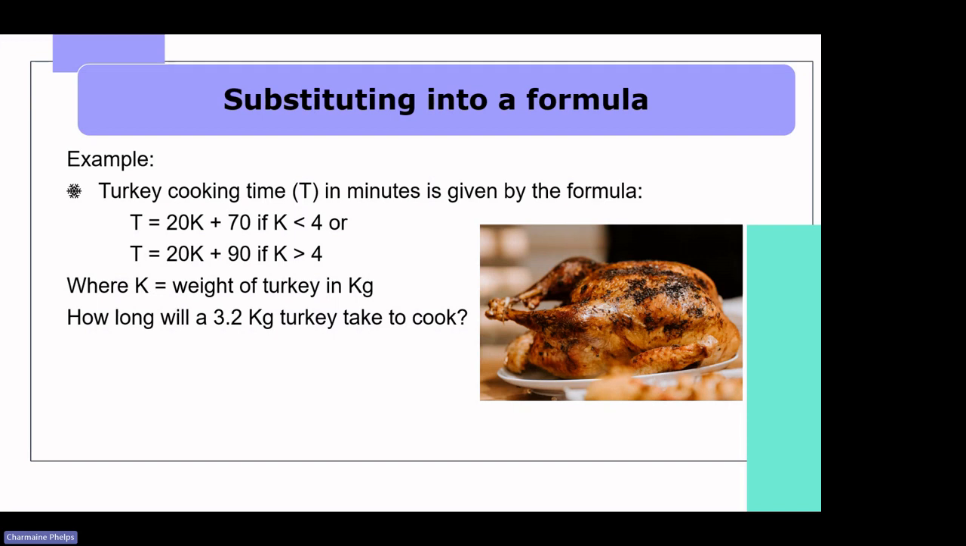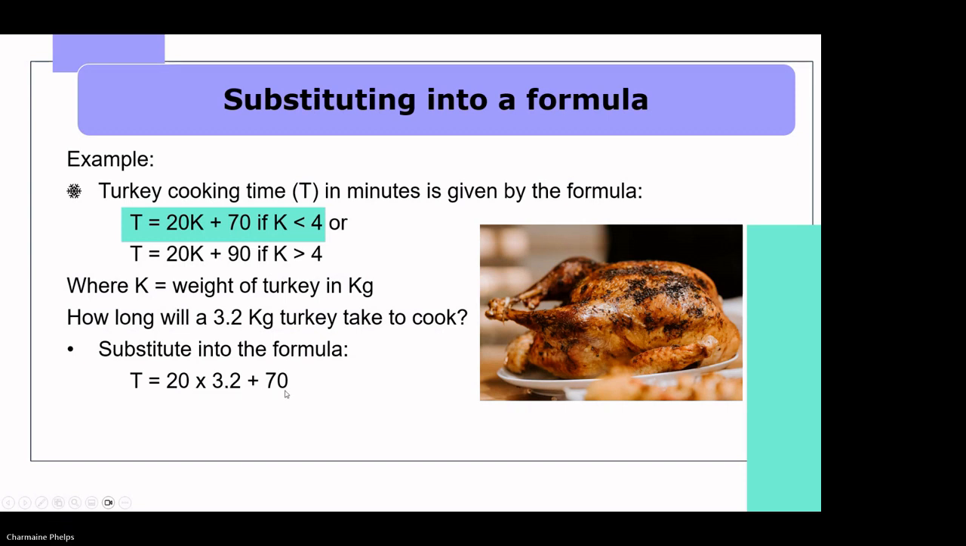So we've got some answers. Let's have a little look. So this is the one we're going for. So k is less than 4. This is the formula that we're looking at, 20k plus 70. All I need to do is substitute the numbers into the formula. So instead of t equals 20k plus 70, it's t equals 20 times 3.2 plus 70.